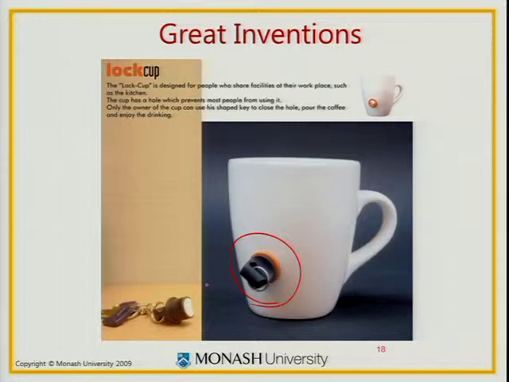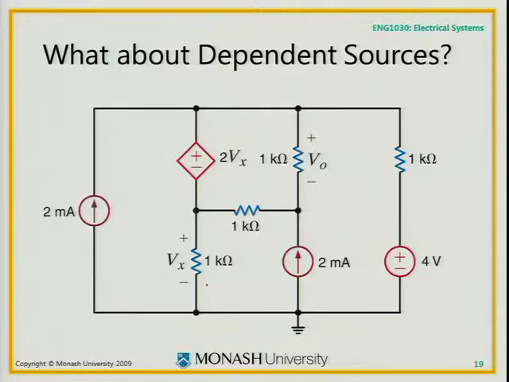This is the sort of thing that we want you to do. Come up with great inventions like this. So I've got one for you in my office. You can come and get it afterwards, all right? Yeah, excellent. The lock-up, I can order them for you if you are interested.